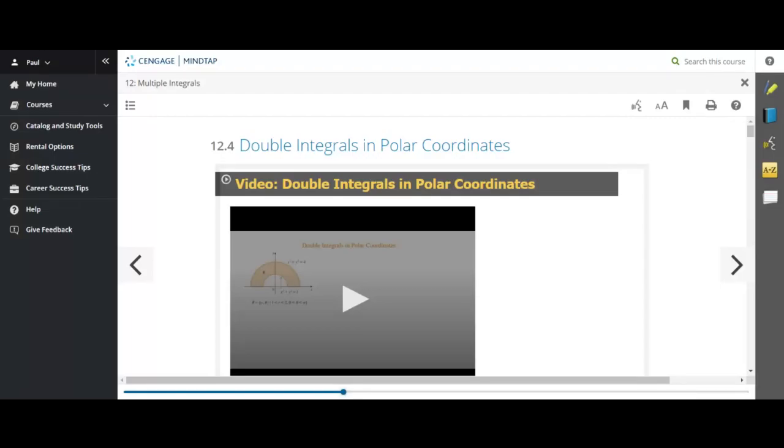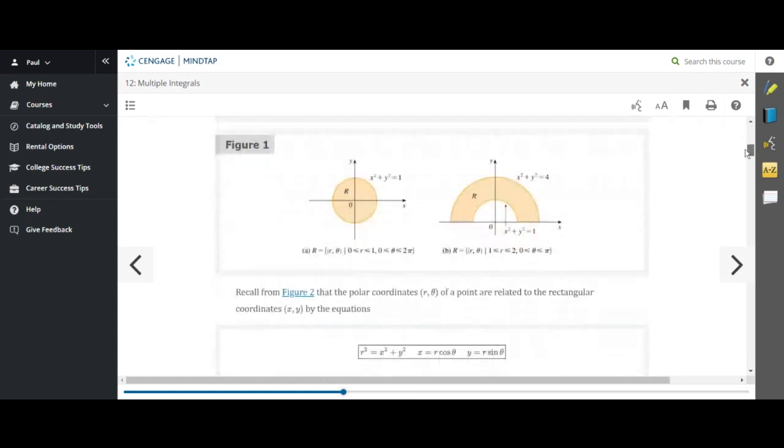In section 12.4, we're going to use polar coordinates to help us do some double integrals. Let me just go right to the formula here, and then I'll talk about that formula a little bit.